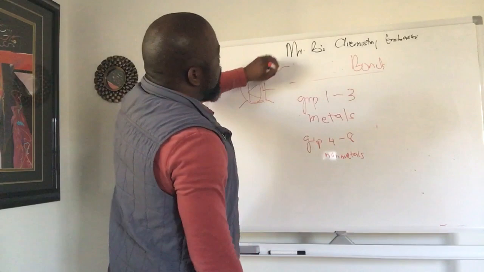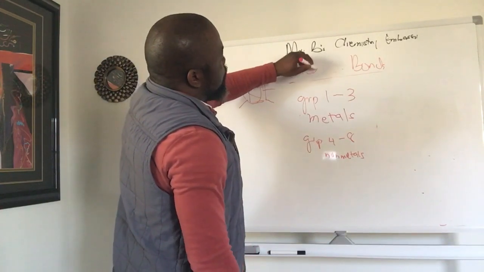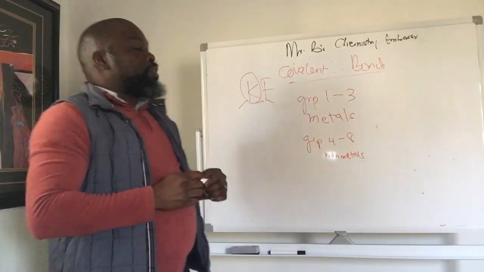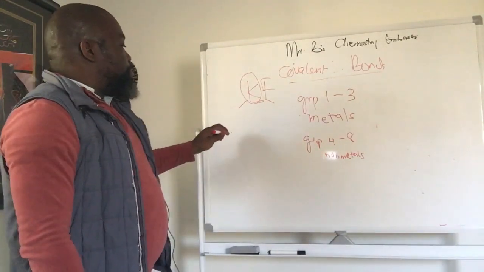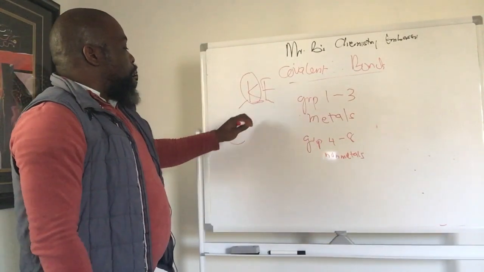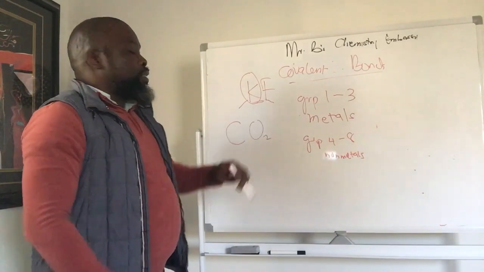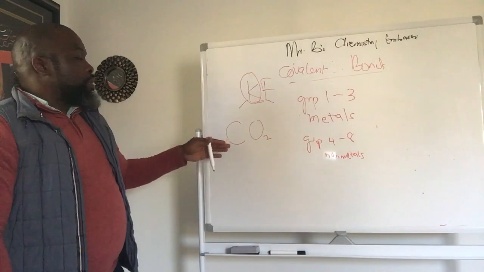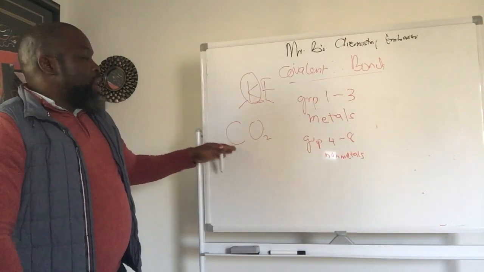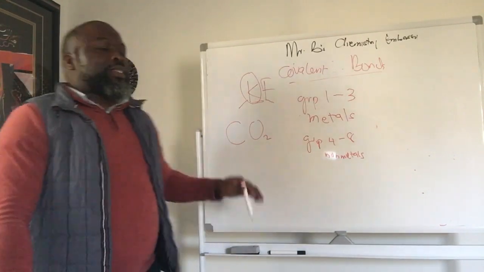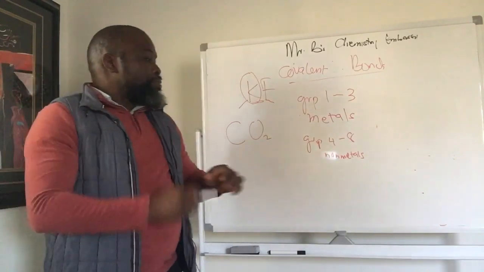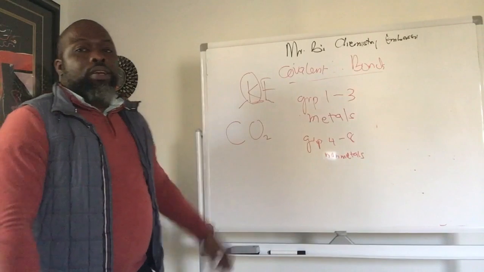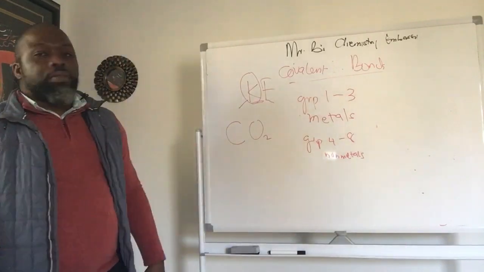Now, covalent bond. It's still going to be the same concept. Let's say we have carbon dioxide. This is very common. Everybody, if you exhale, you're exhaling carbon dioxide. Now, how would you know what kind of bond is between carbon and oxygen in this compound?